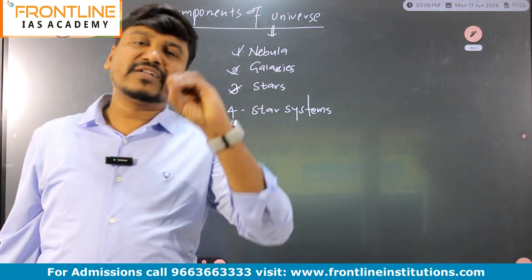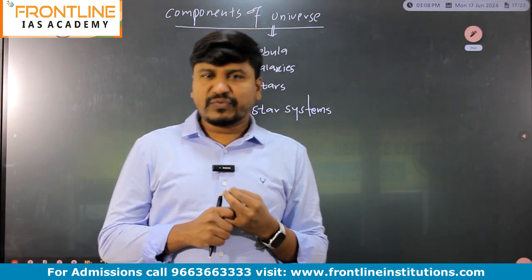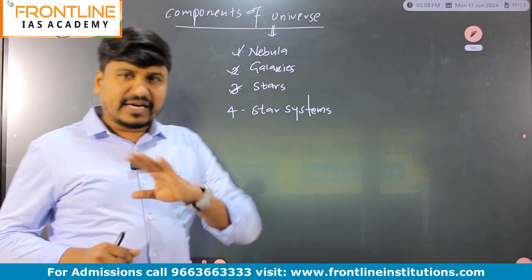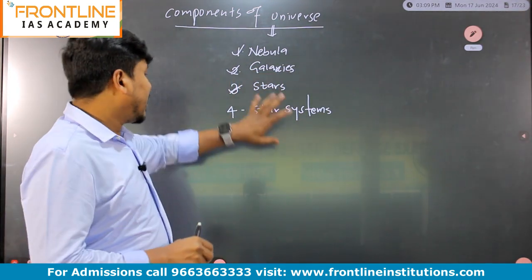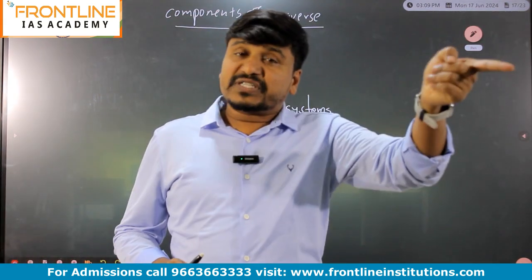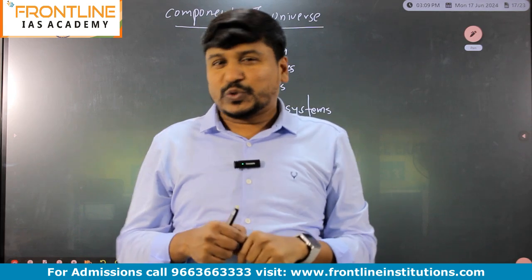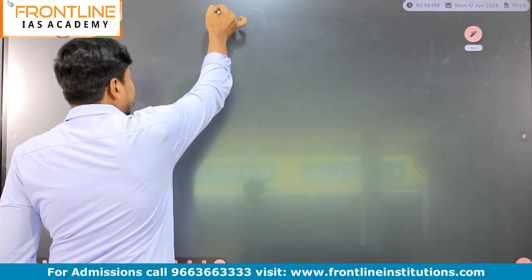A star is a luminous object that emits its own light and heat. There are billions of stars in the universe, but the star which is very close to us is the sun. That is a very important point. Just listen.